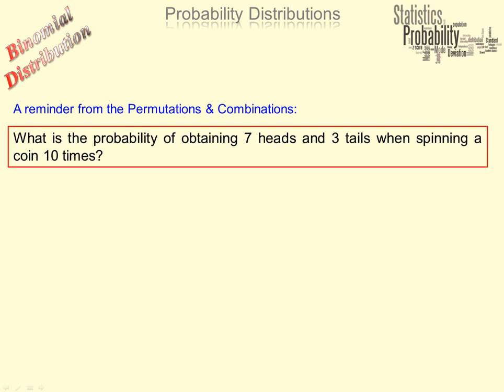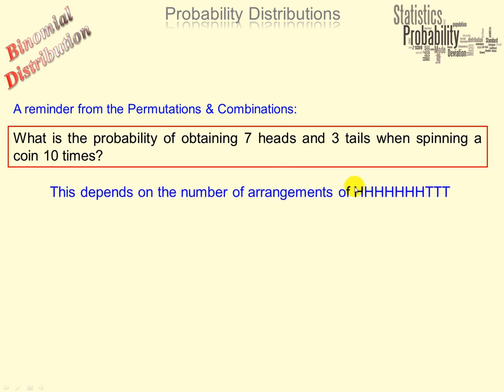What is the probability of obtaining 7 heads and 3 tails when spinning a coin 10 times? Well, the probability works out as the number of favorable outcomes over total number of outcomes. And the number of favorable outcomes for 7 heads and 3 tails is determined by using permutations.